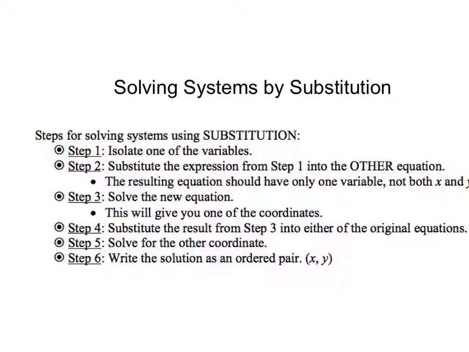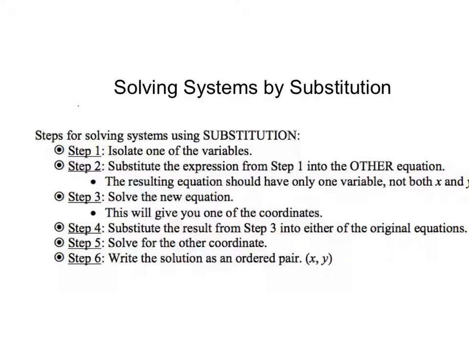Hello, in this video I'm going to talk to you about how to solve a system using substitution. If we look at our steps for substitution, step 1 says we want to isolate one of the variables. What we mean by that is we want to solve one of the equations for a single variable. Then we're going to substitute that back into the other equation, and then we should be able to solve for one of the variables.